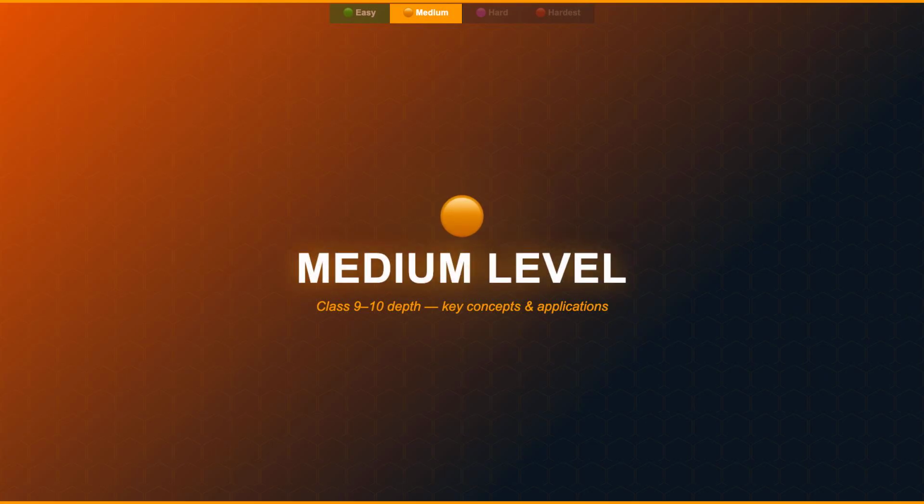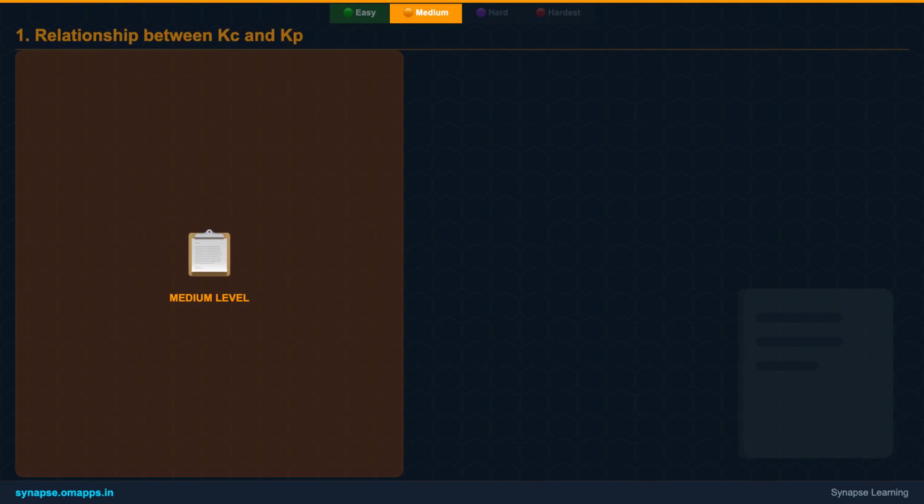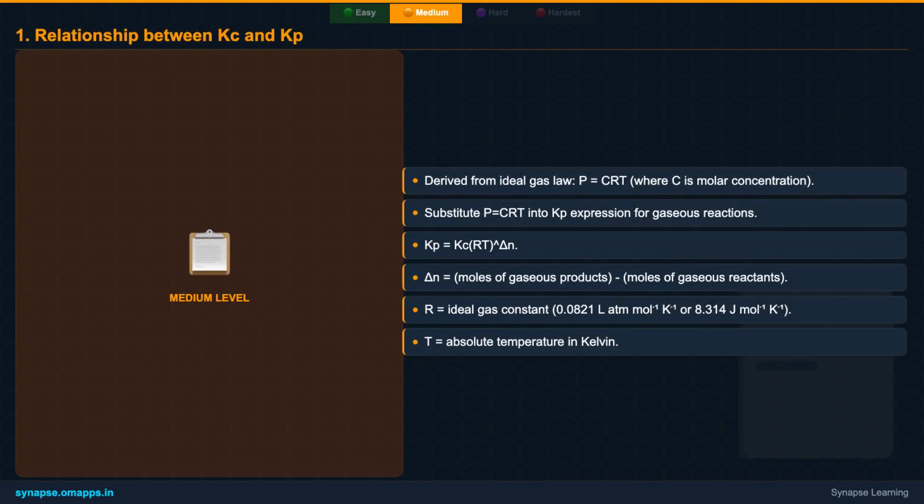In the medium level, we'll explore the relationship between Kc and Kp, understand their units, and grasp the significance of K's magnitude. One of the key relationships in chemical equilibrium is between Kc and Kp. For gaseous reactions, these two constants are related through the ideal gas law. We can derive that Kp equals Kc multiplied by (RT) raised to the power of Δn. Here, Δn represents the change in the number of moles of gaseous species from reactants to products. This formula is vital for interconverting between Kp and Kc values depending on the data provided in a problem.